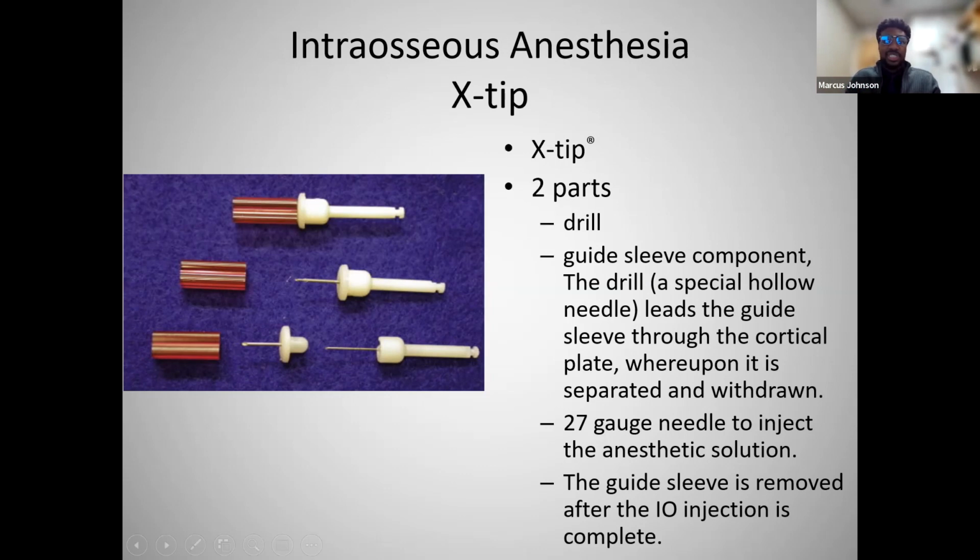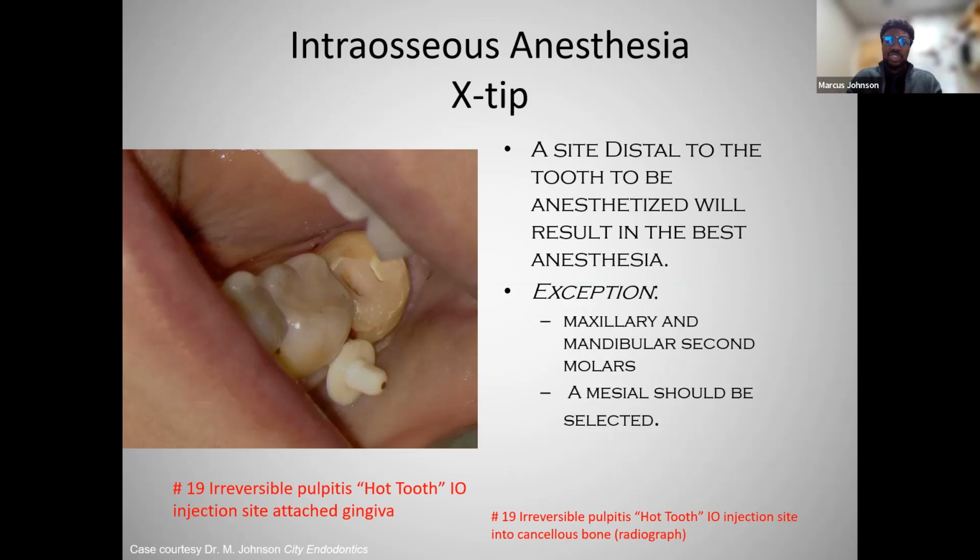And so you can just see how it is. It's kind of coming as a drill and a guide sleeve. And what you're going to do is, when you actually pierce through that cortical plate into the cancellous bone, you'll remove that sleeve, and then you can put your needle in, usually with 2% lidocaine is fine, and actually achieve very profound pulpal anesthesia. So this is just a diagram of me showing that technique.